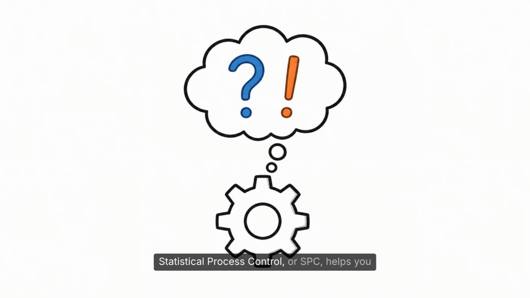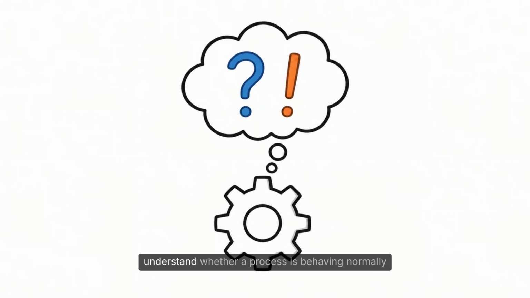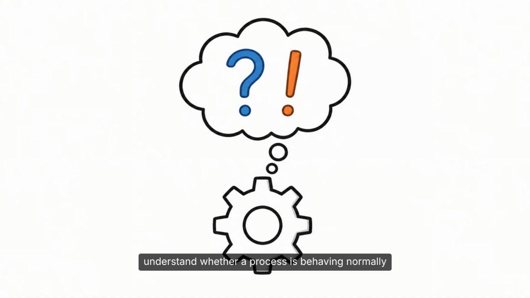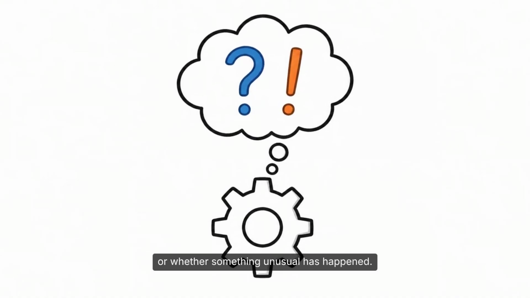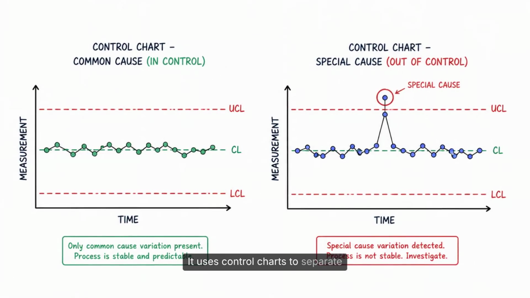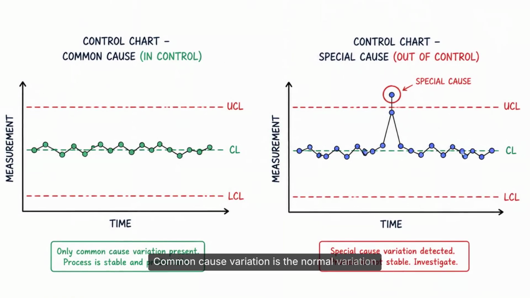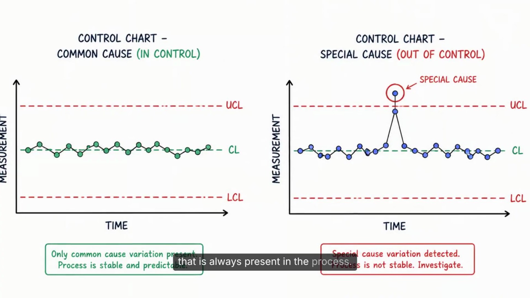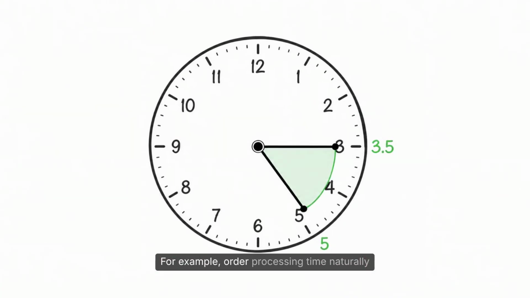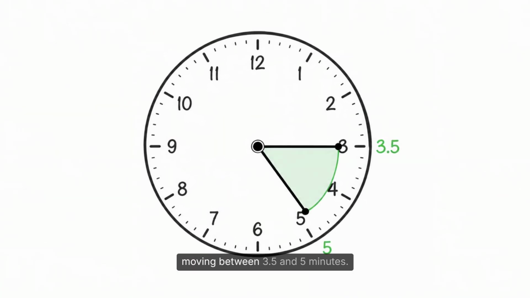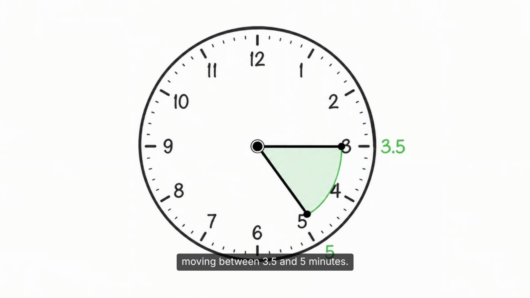Statistical Process Control, or SPC, helps you understand whether a process is behaving normally or whether something unusual has happened. It uses control charts to separate two types of variation. Common cause variation is the normal variation that is always present in the process. For example, order processing time naturally moving between 3.5 and 5 minutes.